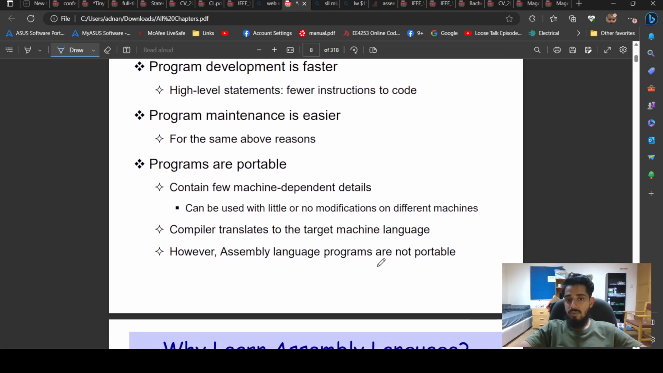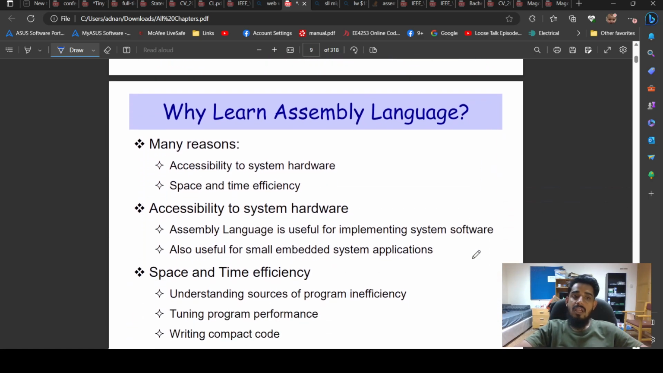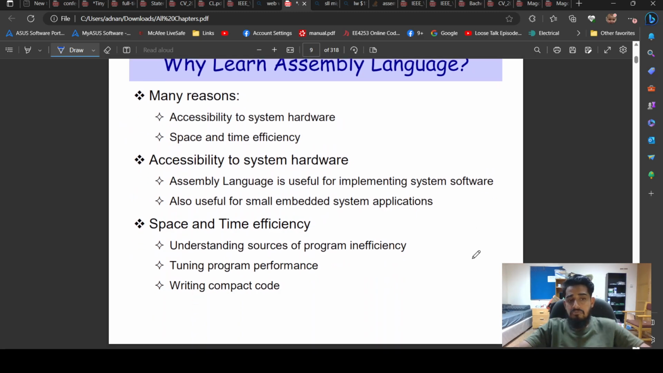However, assembly language programs are not portable. Each assembly program is for a specific architecture. So why learn assembly language? There are many reasons.